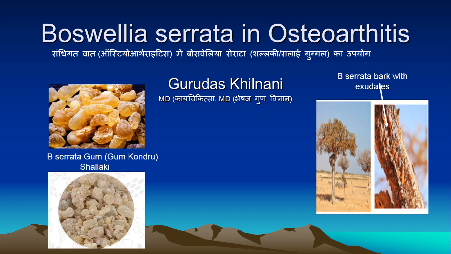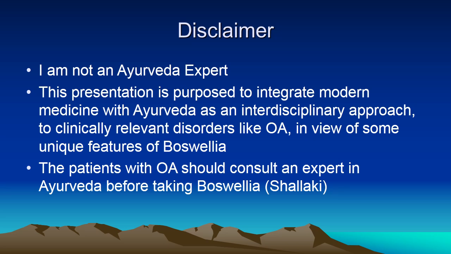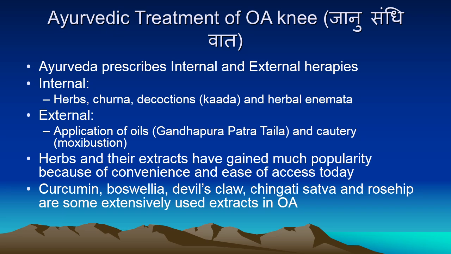Now this plant or tree is quite abundant in India, and its bark of the stem exudes or excretes the substance that is called Shallaki. In Hindi, Shallaki is called Salai Guggul. Please note that I am not an Ayurvedic expert, therefore do consult an Ayurvedic practitioner for treatment.